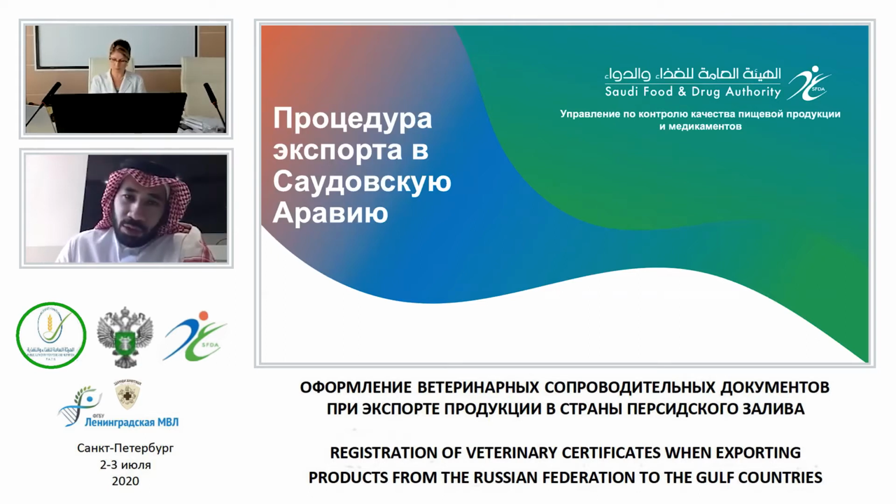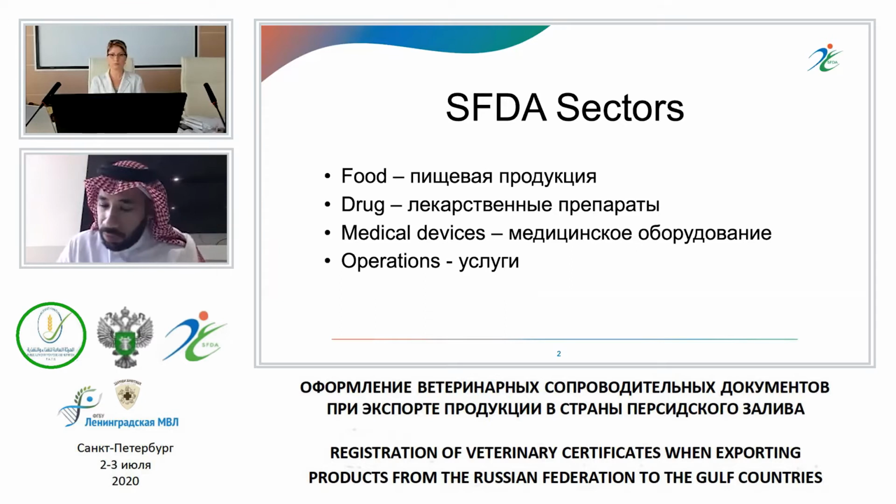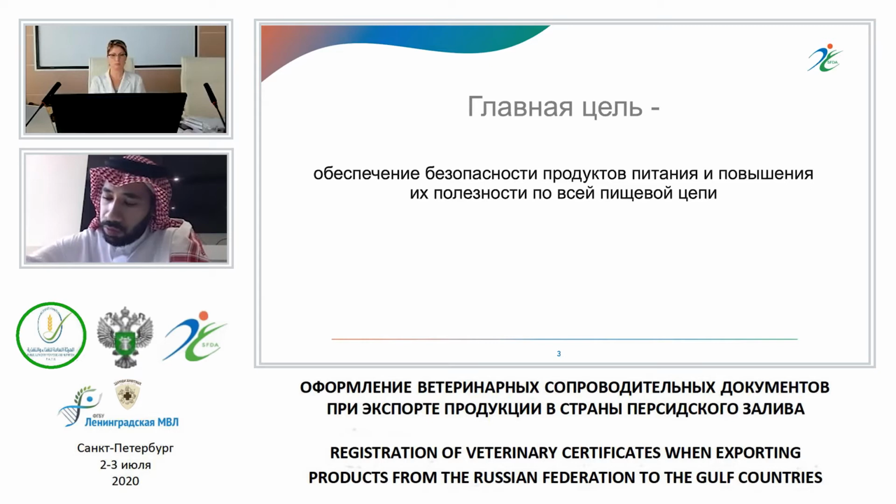The first thing that I would like to start with is to give a brief introduction for the SFDA. For the SFDA sectors, we have food and drug, medical devices, and operation. So these are the main sectors for SFDA. We work under the operation section. So the main objective is to assure the safety of food and enhance its wholesomeness throughout the food chain.